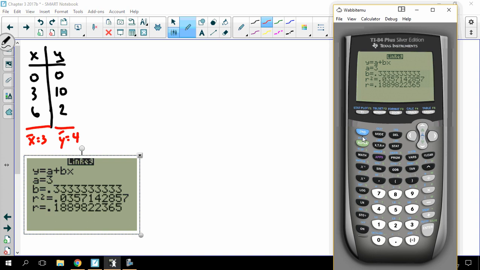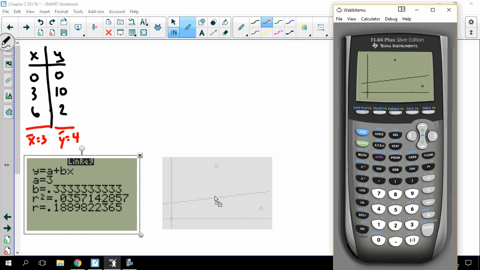And if I make a scatter plot of it, L1 and L2, since I've got this equation already in Y1 by virtue of saving it, a zoom 9 will look something like this.